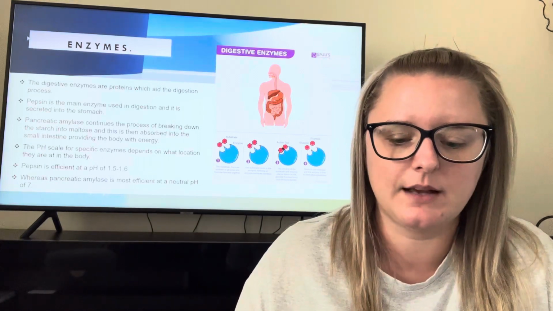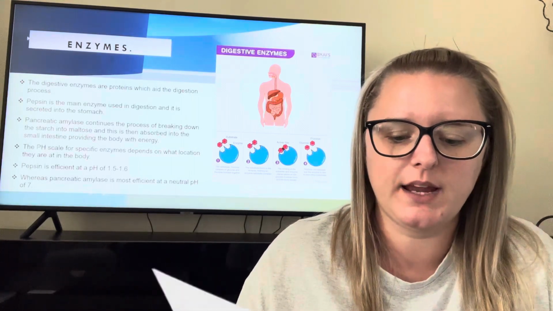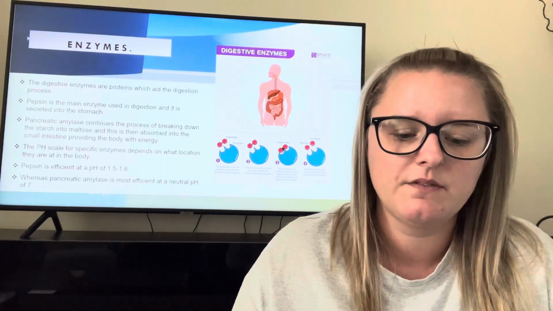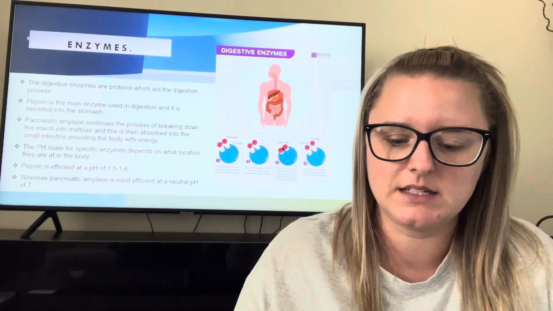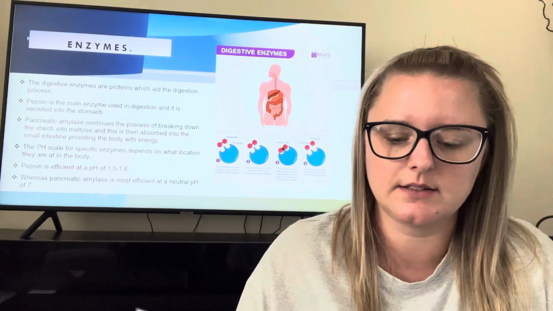Pepsin is the main enzyme used in digestion and is secreted into the stomach. This is responsible for breaking down the proteins into peptides or smaller groups of amino acids. These are then absorbed throughout the intestines into the bloodstream. These are then used throughout the body to aid the growth and repair of cells.